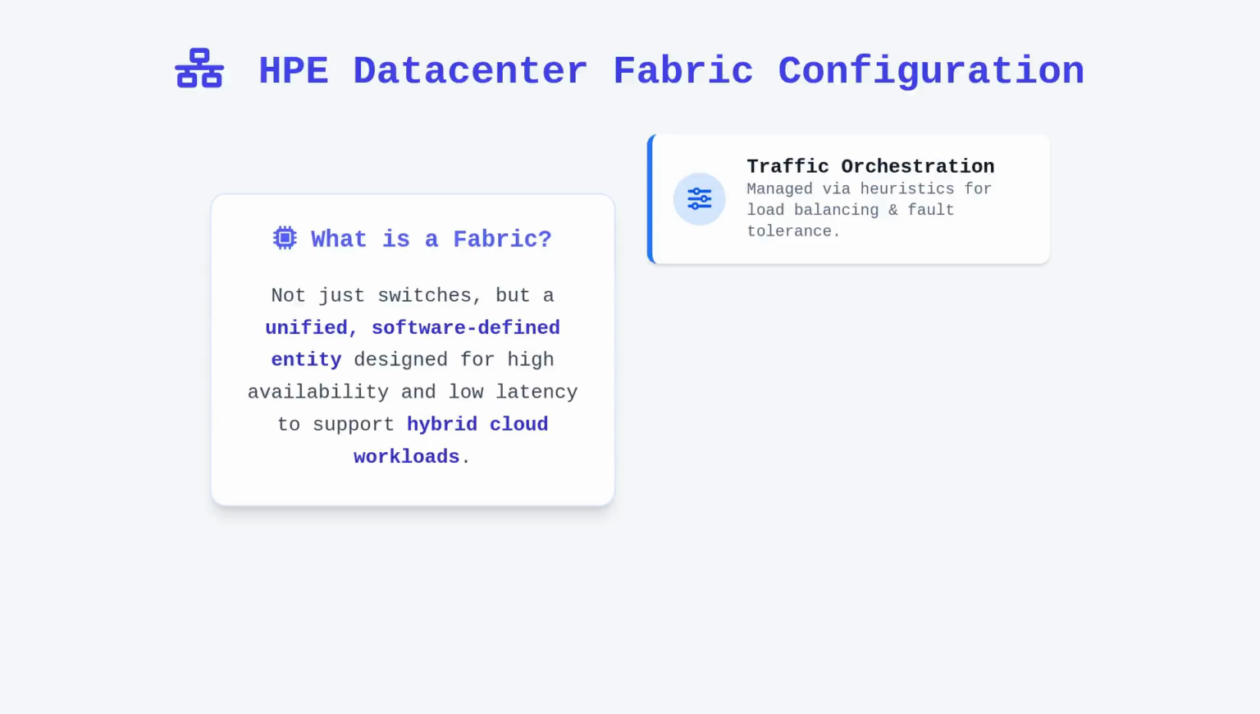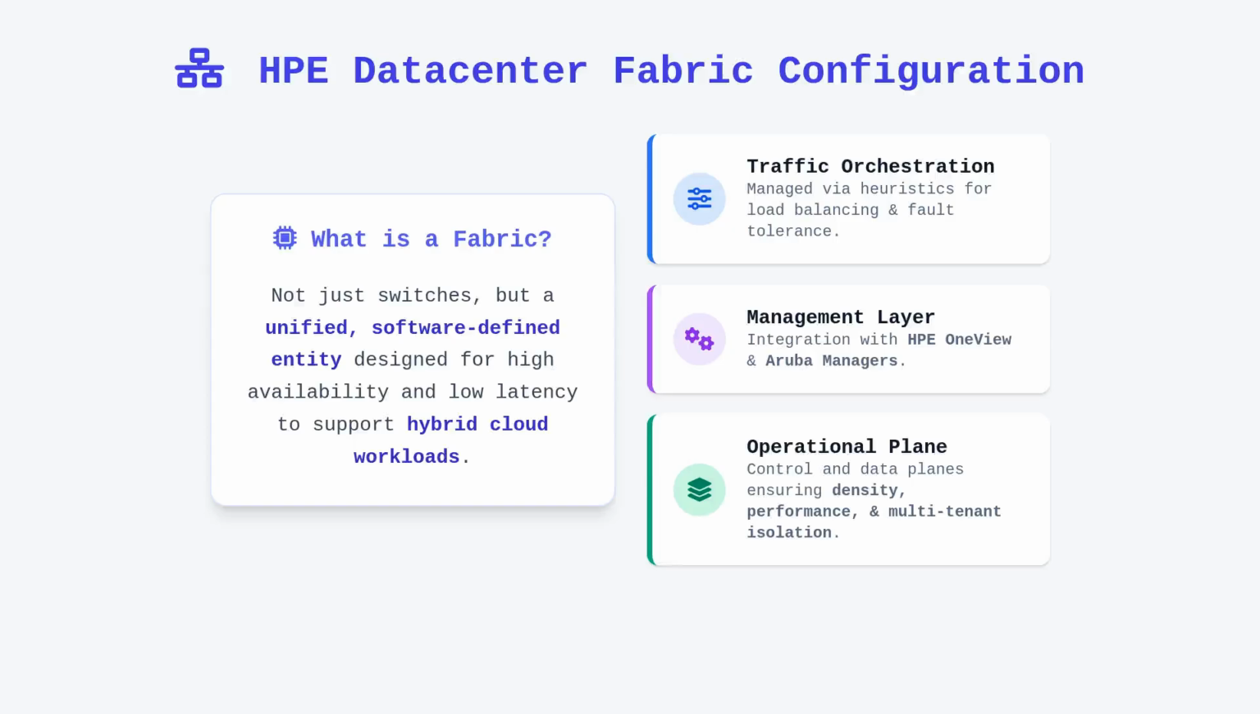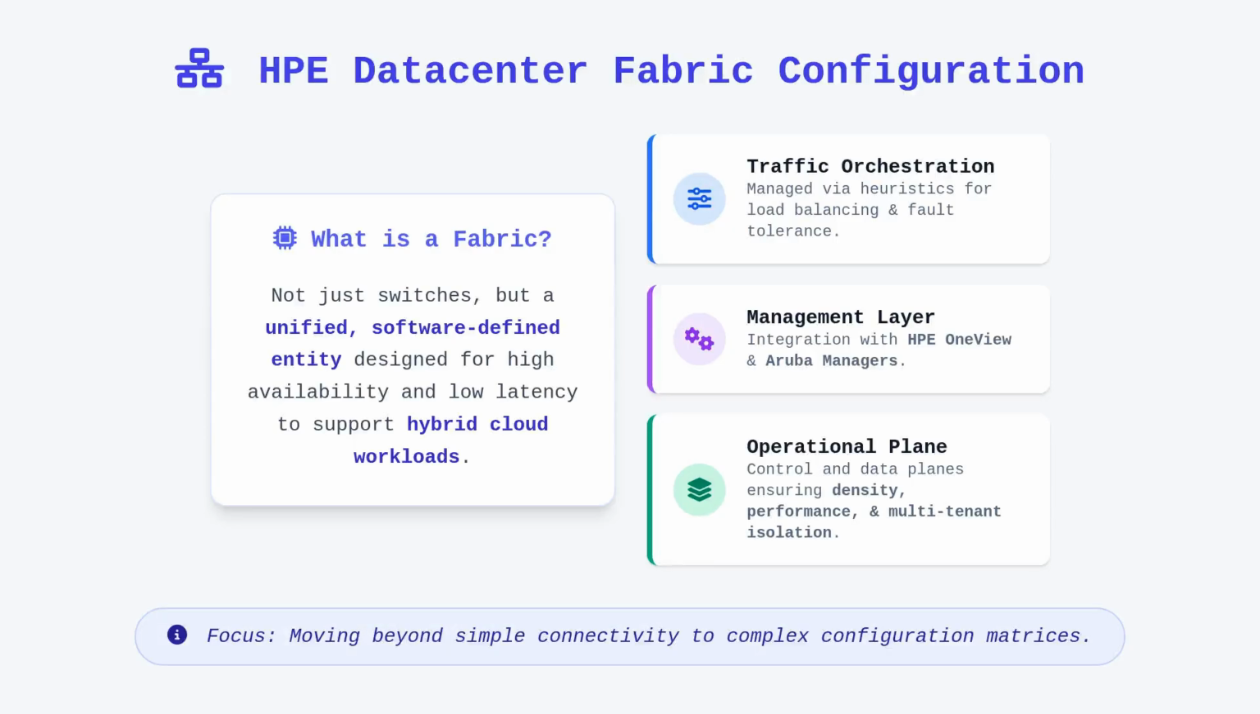In your preparation for the exam, you must move beyond simple connectivity and understand how these fabrics integrate with orchestrators like HPE OneView or Aruba fabric managers. We focus on how the control plane and data plane reside within these architectures to provide the density and performance required by enterprise applications today. The configuration parameters you encounter will often involve complex matrices that dictate how traffic is prioritized and how segments are isolated from one another in a multi-tenant environment.